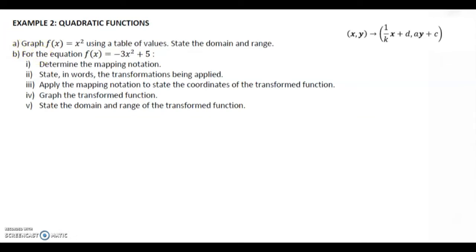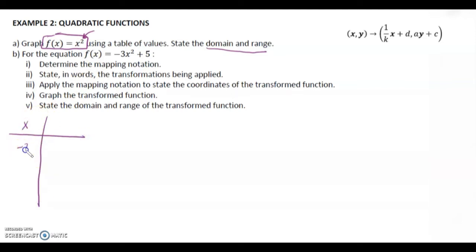Example 2, quadratic functions. Graph f at x equals x squared. This is our parent function for the quadratic. This x squared has no transformations on it, aka no numbers. The 2 is a number, but it just stands for squared, which is our base graph. We're going to do this using a table of values, and then state the domain and range.